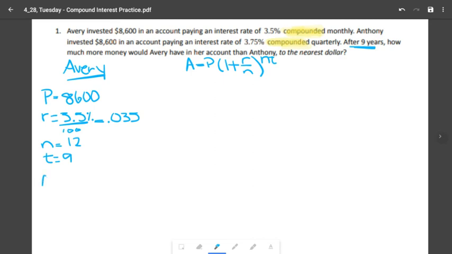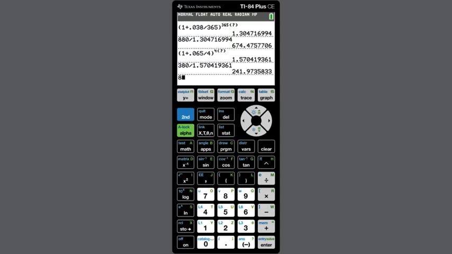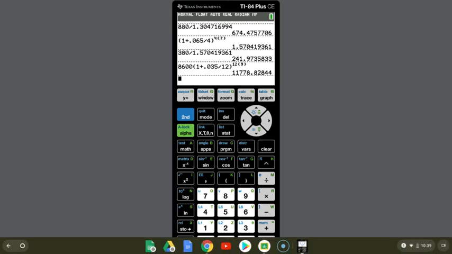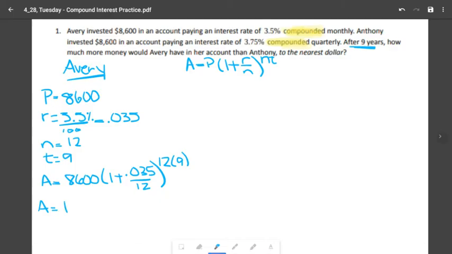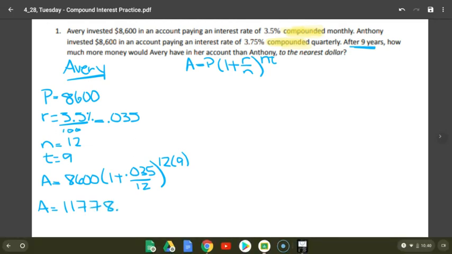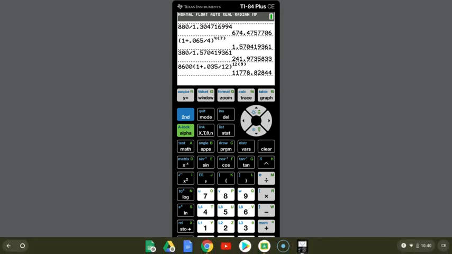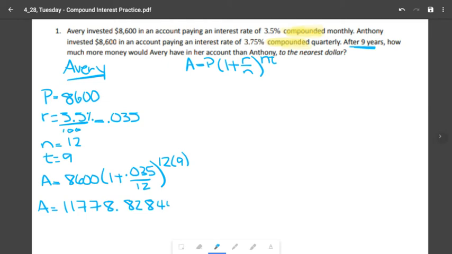So Avery is going to be 8,600 times 1 plus 0.035 divided by 12 to the 12 times 9 power. So plugging Avery into my calculator, we have 8,600 times 1 plus 0.035 divided by 12 to the 12 times 9 power. Avery is $11,778 and we have 0.82844. We're not going to do any rounding until we are done with the problem.